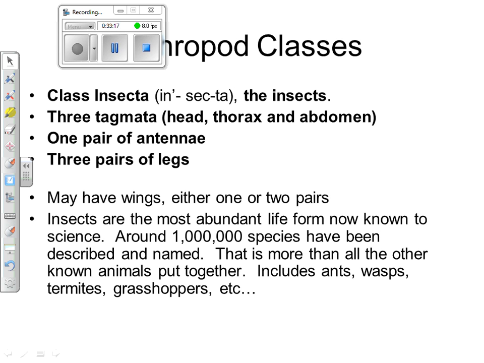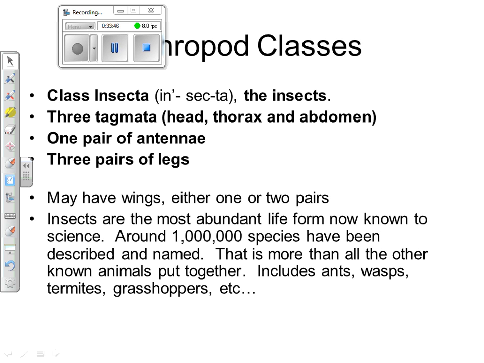Yep. A lot of them have wings. So they're either 1 or 2 pairs of wings. As we said before, they're the most abundant life form known to science. There's at least 1 million species of insects. That's a lot of different kinds of insects. It's more than all the other animals put together. And remember that insects are not just things like ants. They're also wasps, termites, grasshoppers, beetles, mosquitoes, and we could keep going forever.